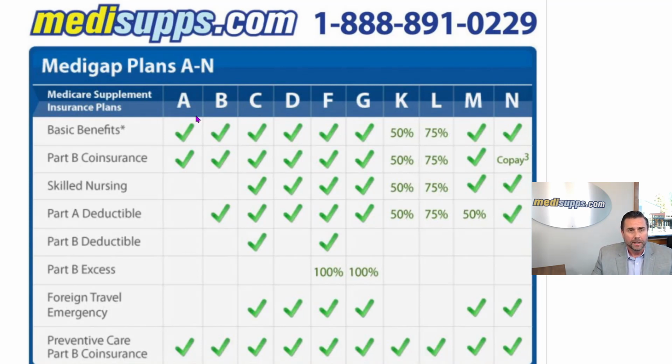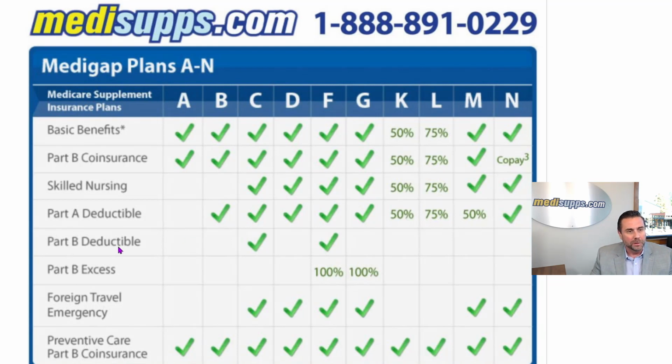This is 2020. So let me explain. Plan F covers 100%. As you go down the column, it's a bunch of check marks. Part B excess, 100%. Next to that is Plan G. So let's check our check marks. Looks good, looks good. Oh, there's an empty white square. What does that mean? That means you pay that square.